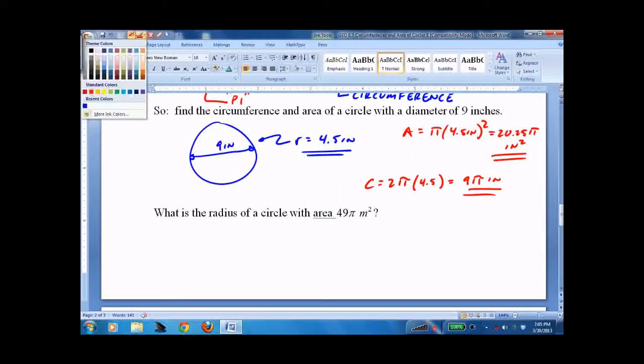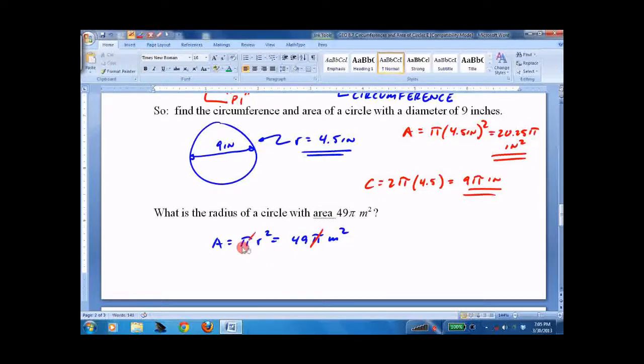So you can also go backwards. What's the radius of a circle with area of 49 pi meters squared? So we know the area is pi r squared. We know it's 49 pi meters squared. So if we want to figure that out, we just divide out the pi. We get r squared equals 49. Take the square root of both sides. r equals 7 meters. Lots of problems like that, turning it forwards and backwards.